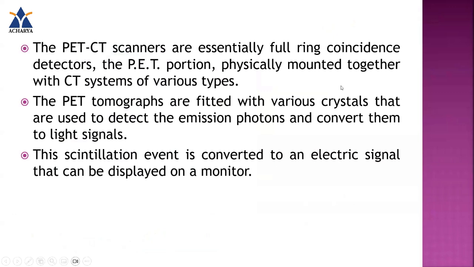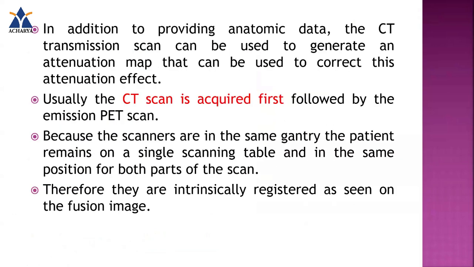The PET CT scanners are essentially full ring coincidence detectors, with the PET portion physically mounted together with the CT system. The PET tomograph is fitted with various crystals that are used to detect the emission of photons and convert them into light signals. The scintillation event is converted into electrical signals, as I told earlier, and then to a readable image. Usually, the CT scan is taken first, followed by the PET, what we call the emission PET scan.